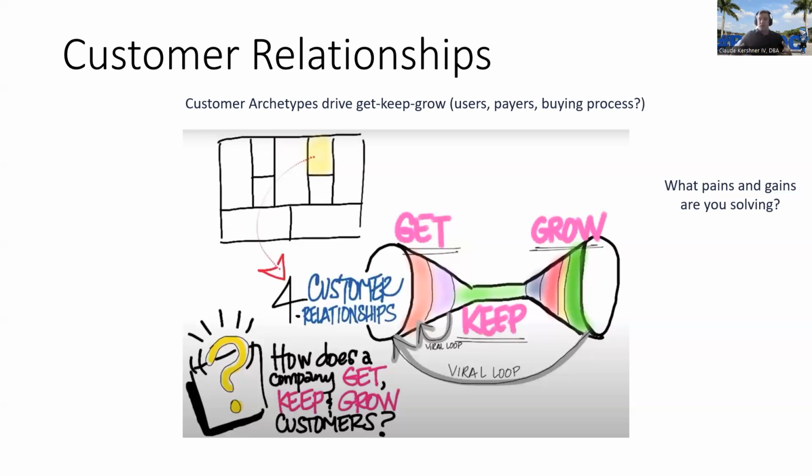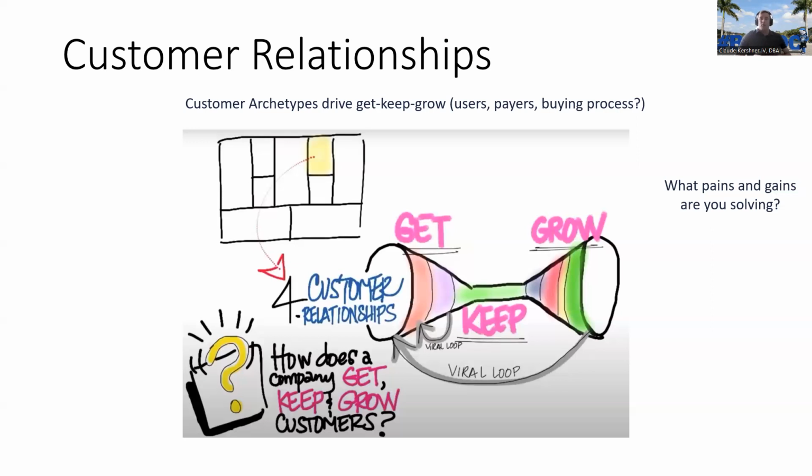And the get, keep, grow really comes from understanding the value proposition. What kind of pains and gains are we solving? For whom, which would be our customer segment. And then, of course, now we're looking towards, how do we get these customers? How do we get their attention? How do we get them into the one side of this funnel? Then how do we keep them and how do we grow them? So that's the customer relationship section of the business model canvas.